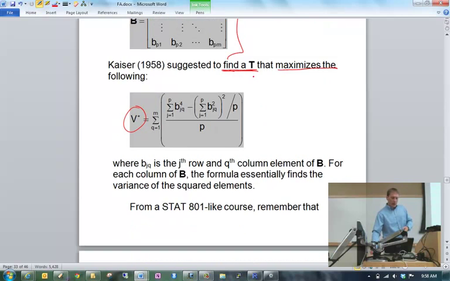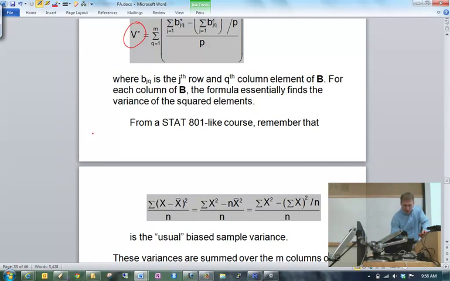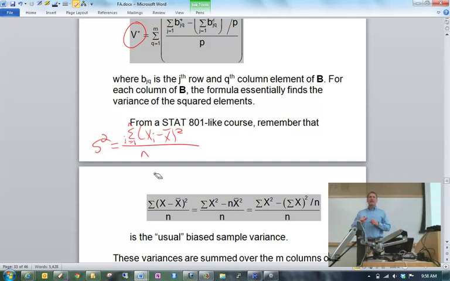Now, in a Stat 801 course, of course, you learned about a sample variance. Let's say our data is represented by x's, and you usually use the notation s squared to mean a sample variance. To find a sample variance, you would take the sum from i equal 1 to n, where n is your sample size, of xi minus x bar, the sample mean, squared, divided by n minus 1. Right? Now, another version of this estimator is if you just put an n there instead. This is the usual biased estimator of a sample variance. We kind of discussed that earlier in this course.